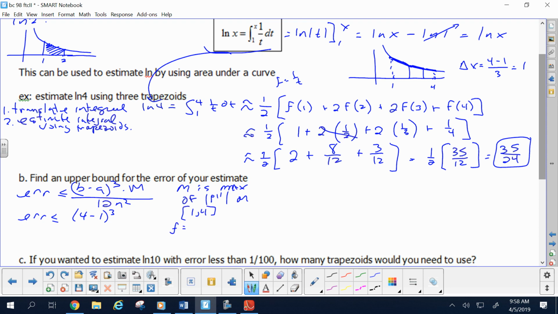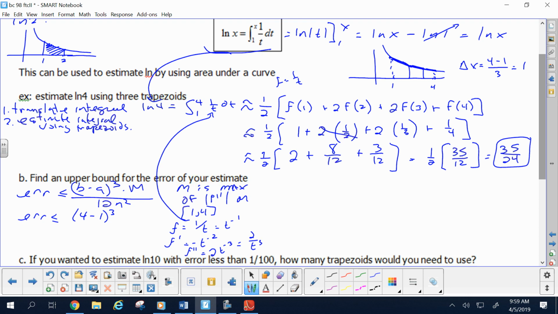Now, it's very common that people think the function is log, because that's the whole point, I'm estimating log. No, that trapezoid idea corresponds to the area under the curve, and so the function is not log, it's 1 over t. That is the function inside the integral. f is t to the negative 1. The first derivative is negative t to the negative 2, and the second derivative is positive 2t to the negative 3, or 2 over t cubed.